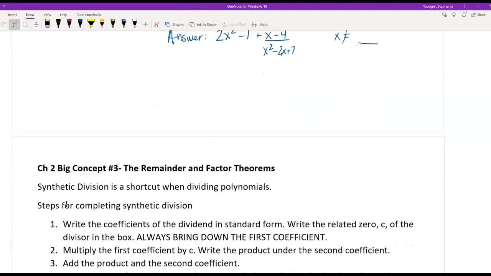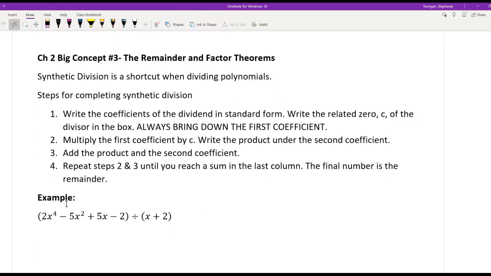All right, going on to our next example. We're going to talk about synthetic division. Wow, synthetic division, that's a biggie. But it goes by really, really nice. It's much nicer than that long division, so trust me when I say learn synthetic division. So synthetic division is the shortcut.